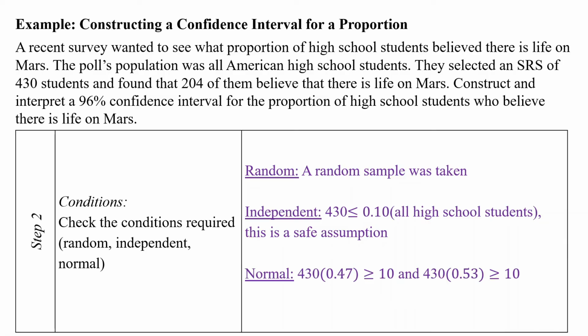Our last one is our normal condition. You don't actually have to calculate these values, but you want to plug them into that large counts condition, where we check to see that 430 times 0.474, and I probably should have written a 4 right here to be totally correct, and 430 times 0.526. Just because with the p hat value, I do want to be consistent, so I'll change those. But you put them into your large counts condition, you can see that they are both true, and we say that that condition is satisfied.